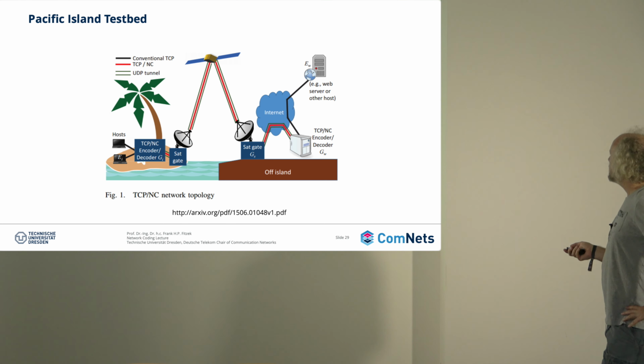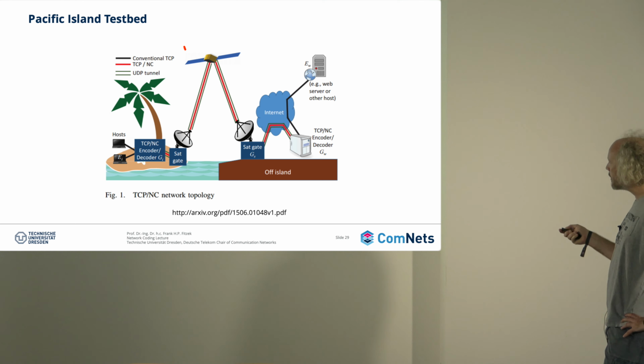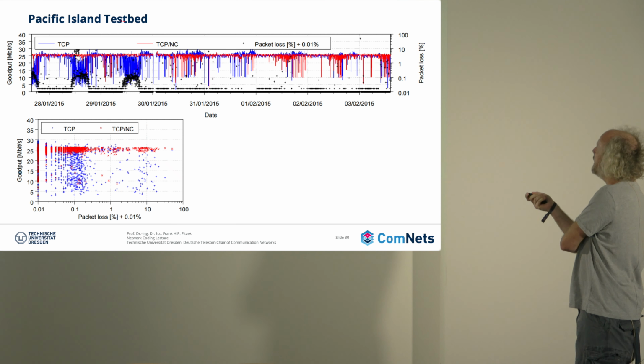And what we did here is just to put an encoder decoder here and here also an encoder decoder, end to end. Everything here is transparent. Later you will see what you can do if you can break up this one. And this is what you see here, the Pacific Island testbed.